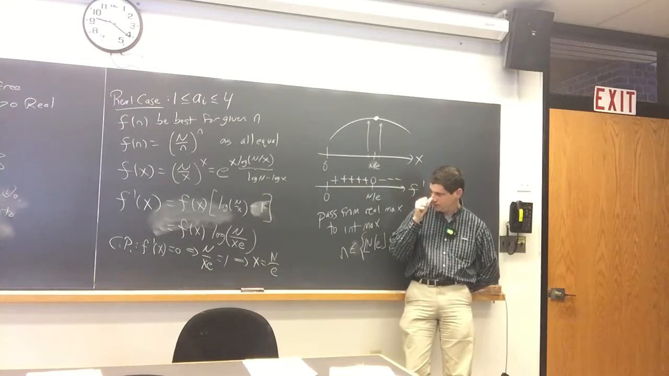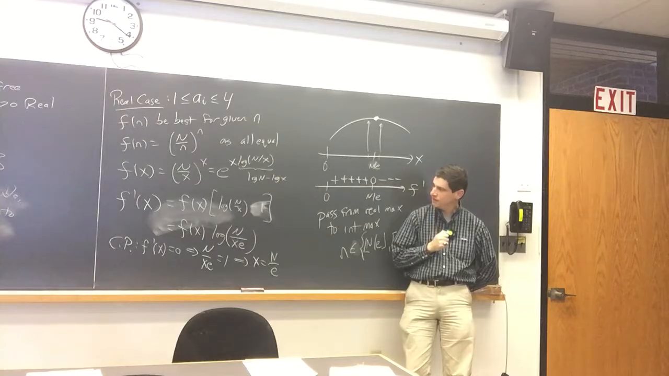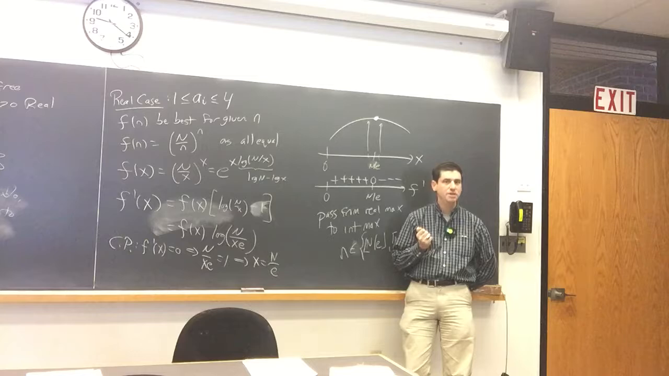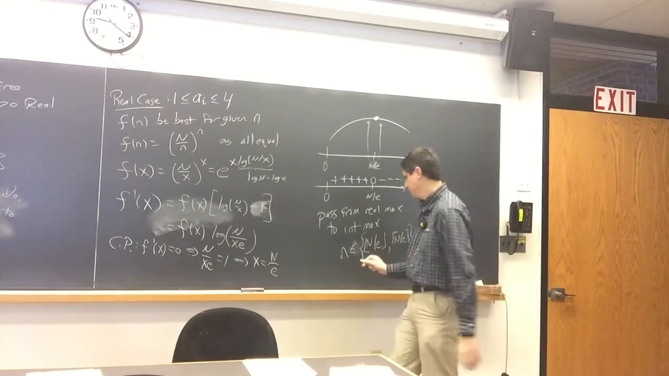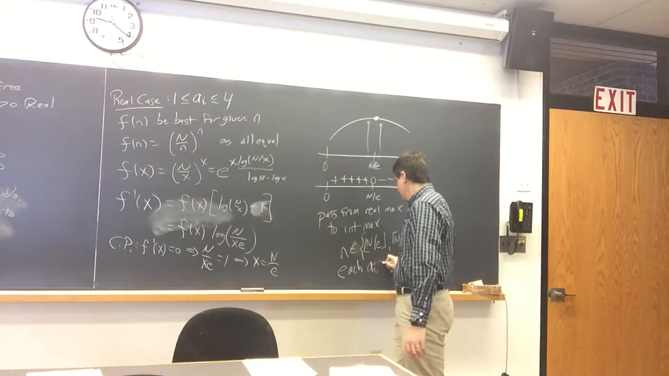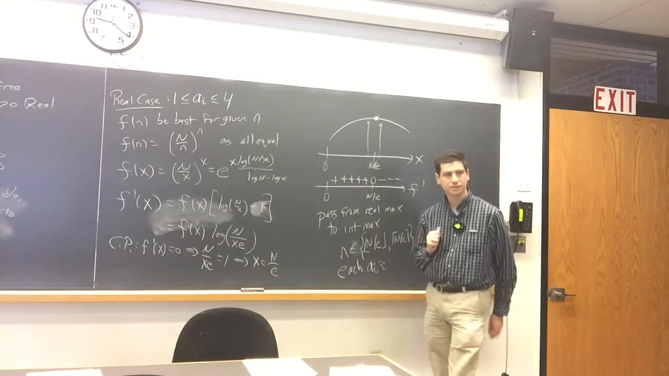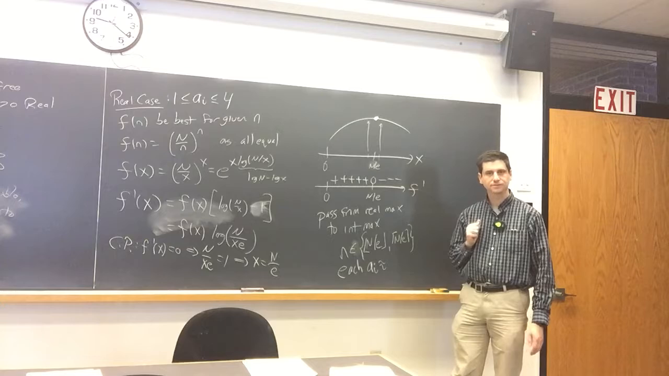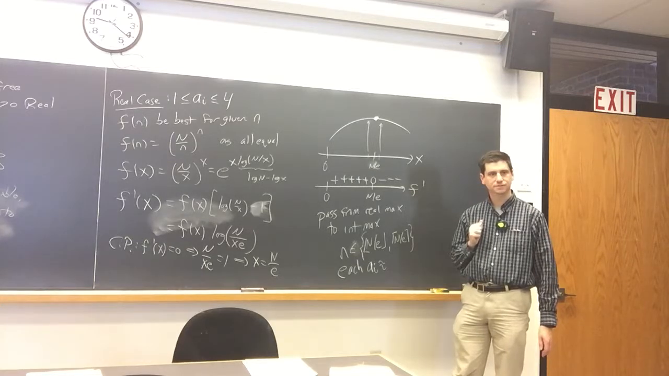What's going on is we're saying we want to divide into n over e pieces, approximately. How big is each piece? Each a_i is approximately how big? E.